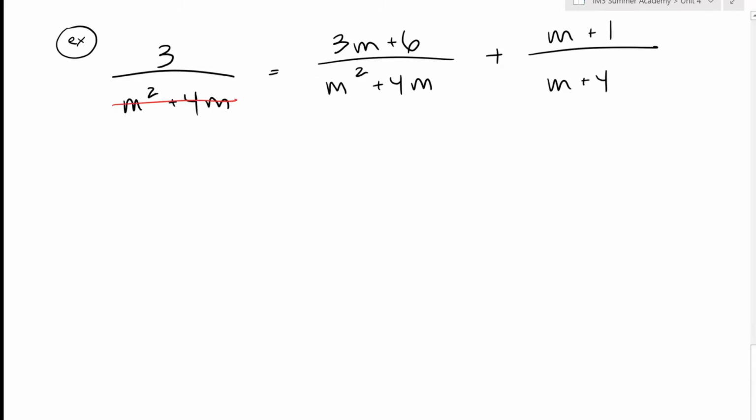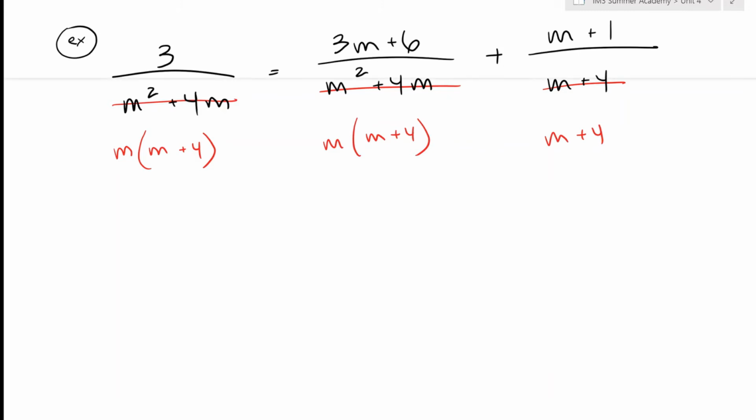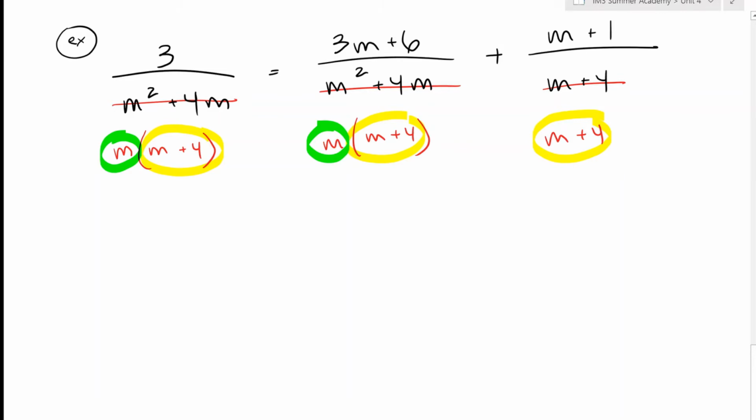So instead of this, I want the factored version, and we're going to GCF it. So factor out an m leaves me with m plus 4. Same thing here, m plus 4. And this one is just an m plus 4. Now you notice the building blocks. They all have an m plus 4. The first two also have an m. So these are all things that they're going to need.